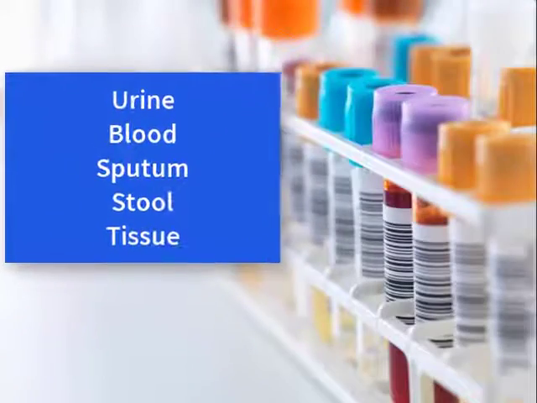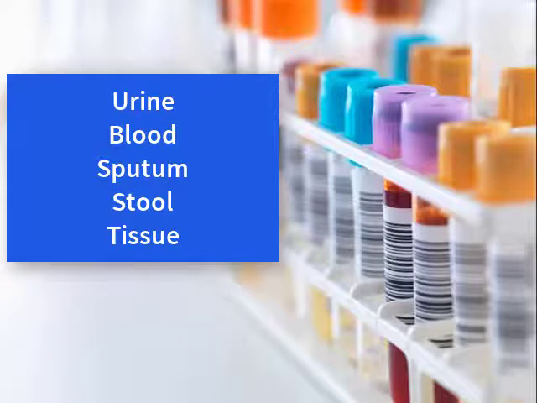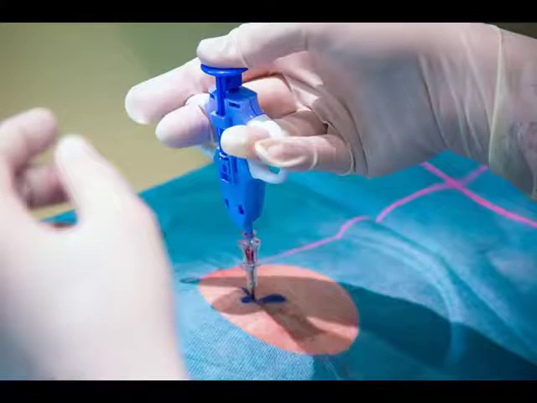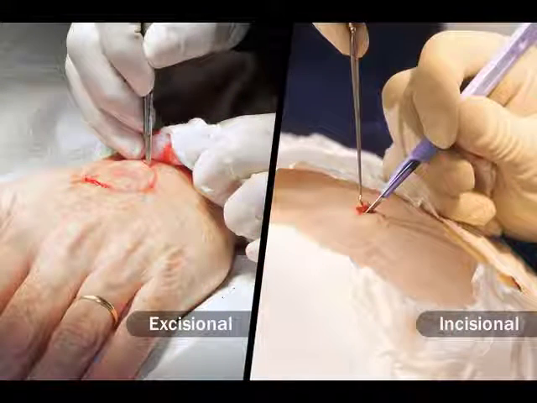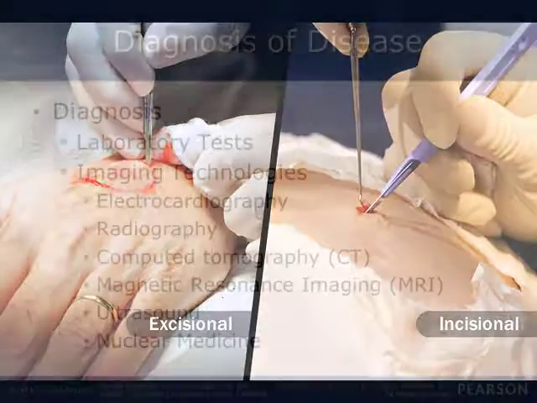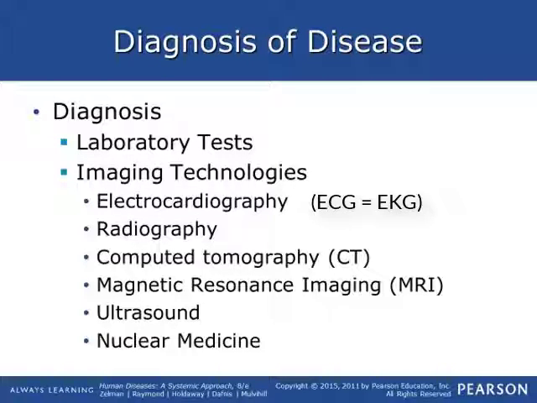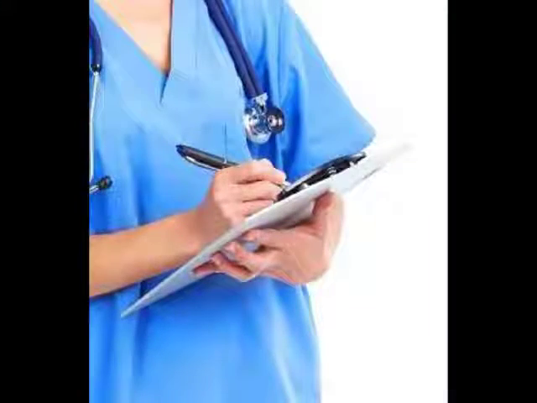So urine, blood, sputum, stool samples, and then tissue samples taken from, for example, a biopsy or surgical procedure can give us information about what's going on in the patient's body. And then imaging technology. Imaging studies include things like electrocardiography, EKGs or ECGs, radiography tests, x-rays basically, CT scans, MRIs, ultrasounds, which uses sound waves, and nuclear medicine scans all give us information about the patient and help us determine a diagnosis.